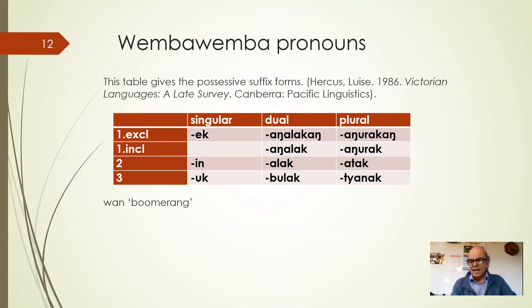I can answer questions about this later if that's too much information too quickly. Now, here's the question that we're going to ask. If the word wan means a boomerang, what does wanek mean? You can text the answer on the group discussion. We spell it W-A-N because it's a more phonemic writing system.